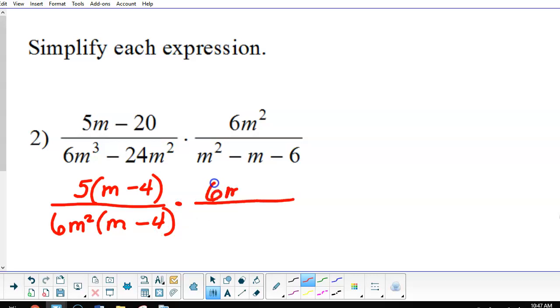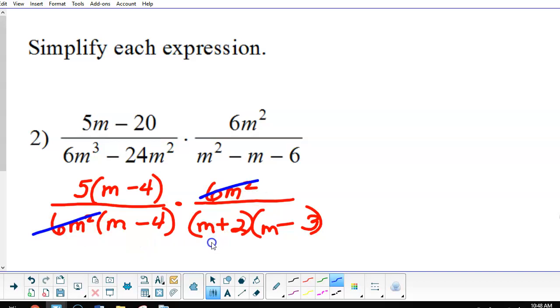Back here I have a 6m squared. How does the bottom factor? It's a trinomial. Anything reduce out? Cameron, this is for you. The whole 6m squared piece.